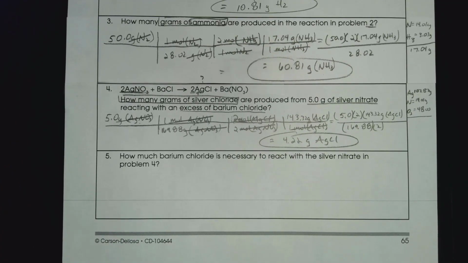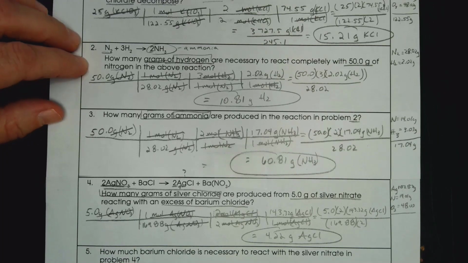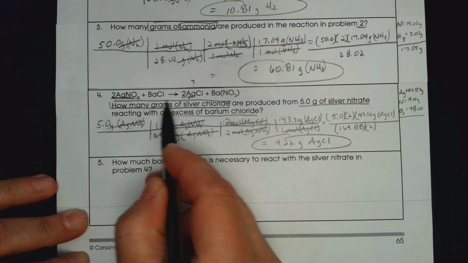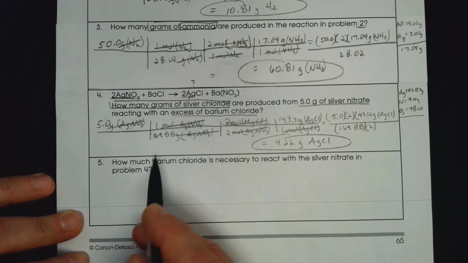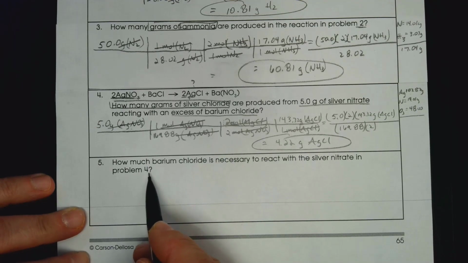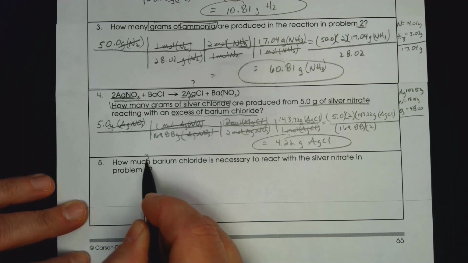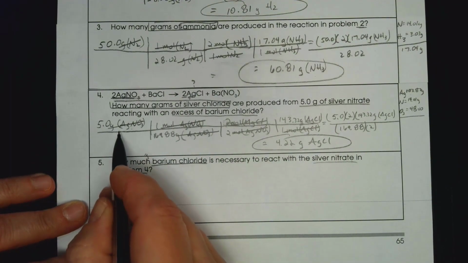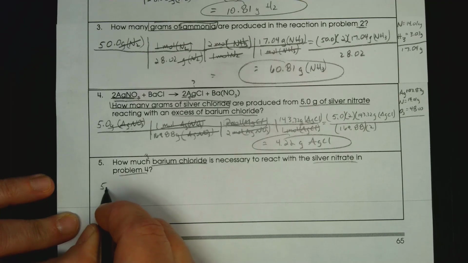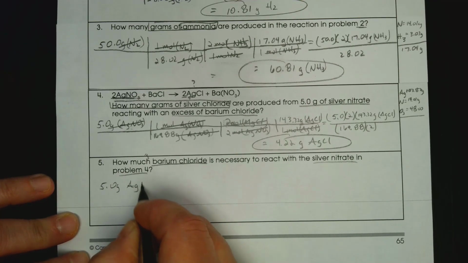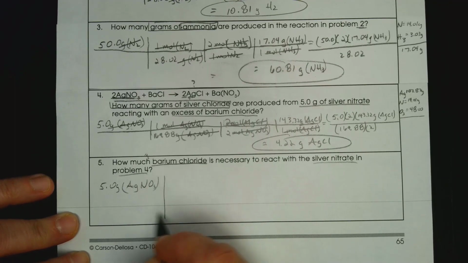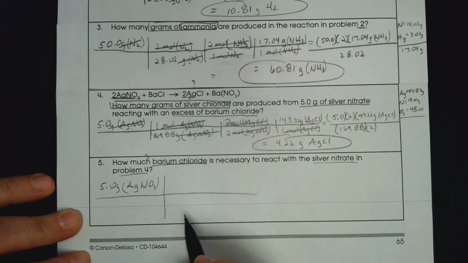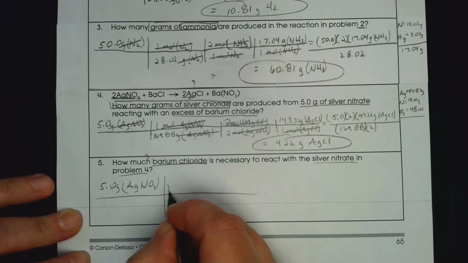Okay, so like problems 2 and 3 earlier, problems 4 and 5 basically work the same. We are going to stay with this chemical formula, but this time, instead of solving for how many grams of silver chloride, we're going to solve for how many grams of barium chloride are necessary to react the silver nitrate in problem 4. So we're going to stay with this original quantity, 5.0 grams of silver nitrate, AgNO3, which is great because there really isn't anything different we need to do from this column to this column. We can just put the exact same thing in our column here.